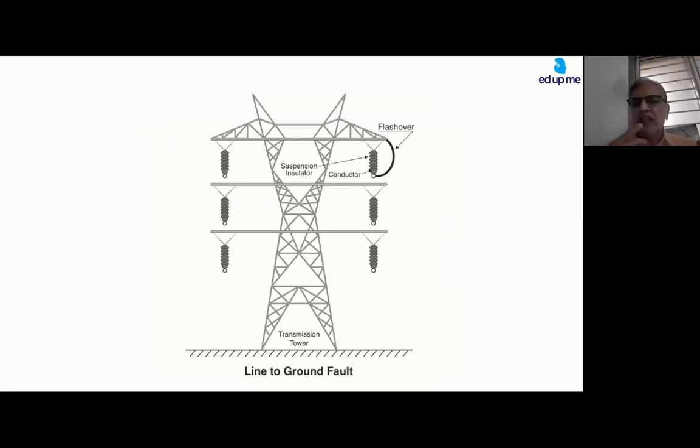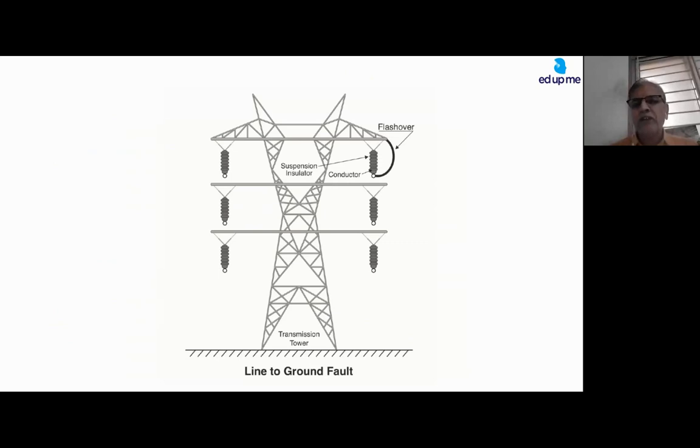Line to ground fault would occur like this. Because of a lightning stroke or switching surge, the voltage of the line, in case of lightning surges, can go to a value as bad as 1000 kV, whereas the line is 132 kV or 220 kV. So the air around the insulator will not be able to withstand this voltage, and there will be flashover from the live line to the earthed transmission tower. That is a line to ground fault. If it is a switching surge, the voltage can be as bad as 6 times the line to neutral voltage of the system. This is how the line to ground fault occurs.